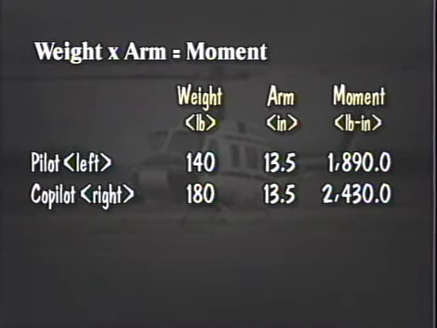The pilot weighs 140 pounds. Multiply that by 13.5, and the pilot moment is 1,890. The co-pilot, sitting on the right, weighs 180 pounds. Multiply that by an arm of 13.5 inches, and we get a moment of 2,430 pound-inches.